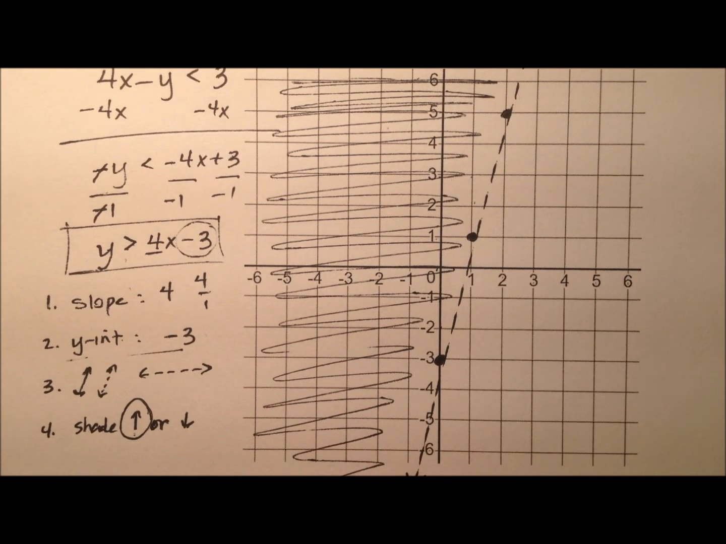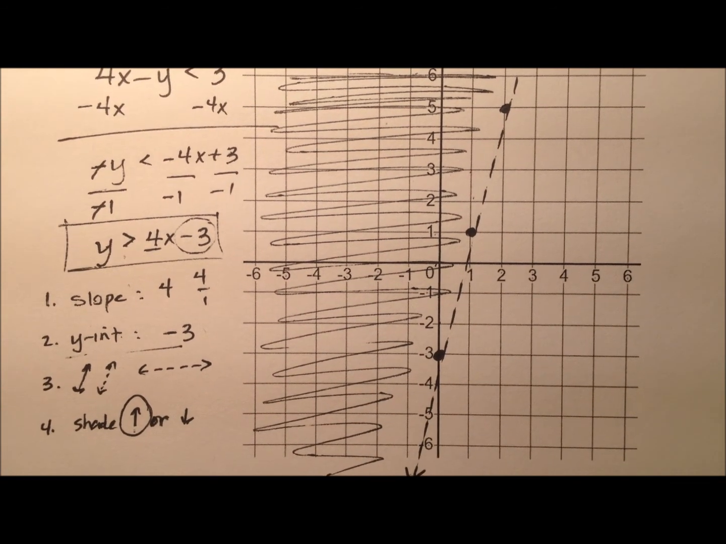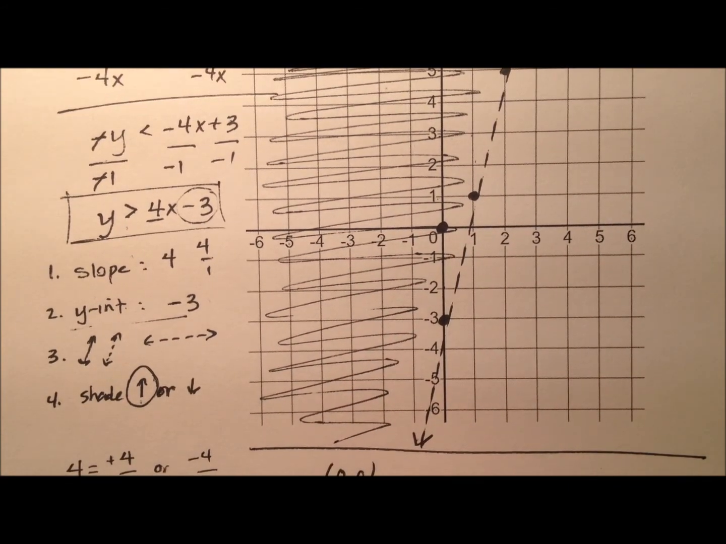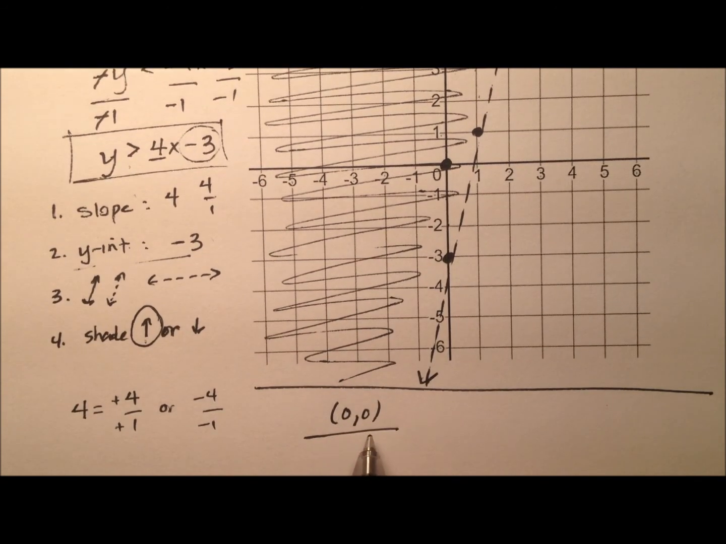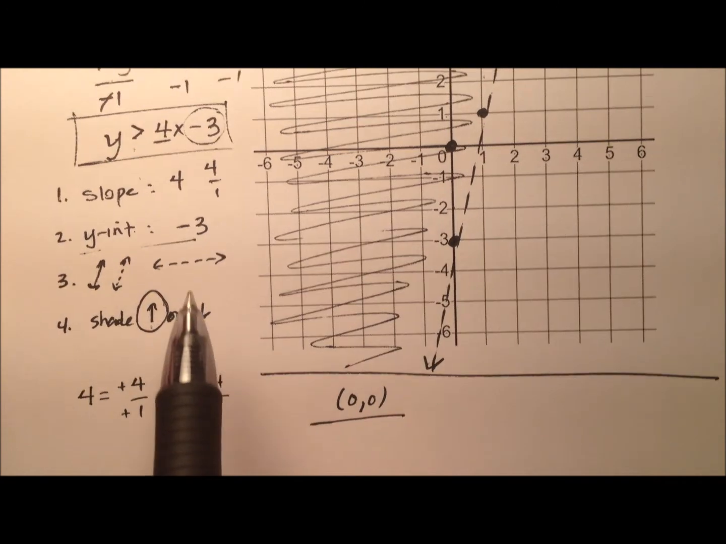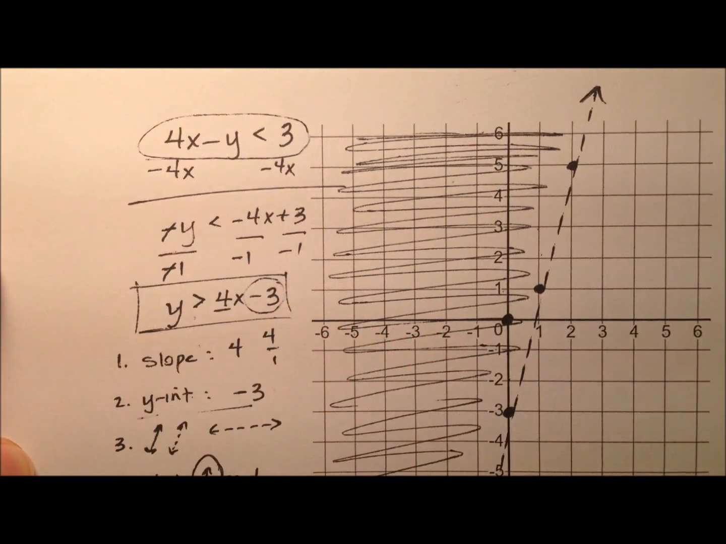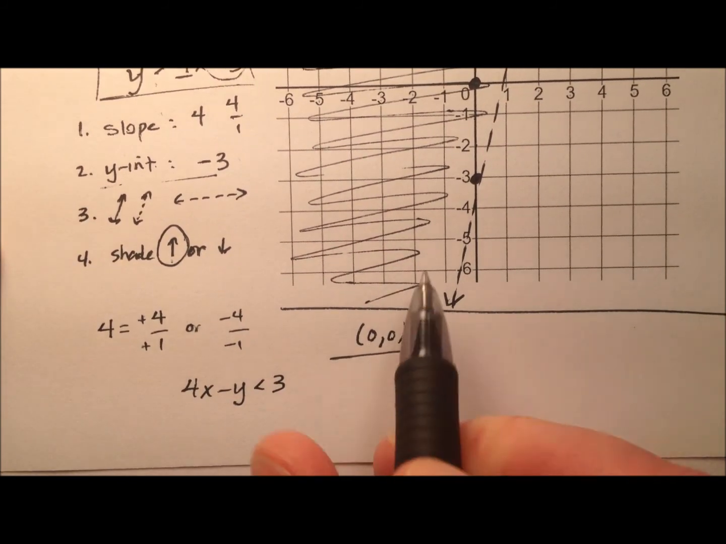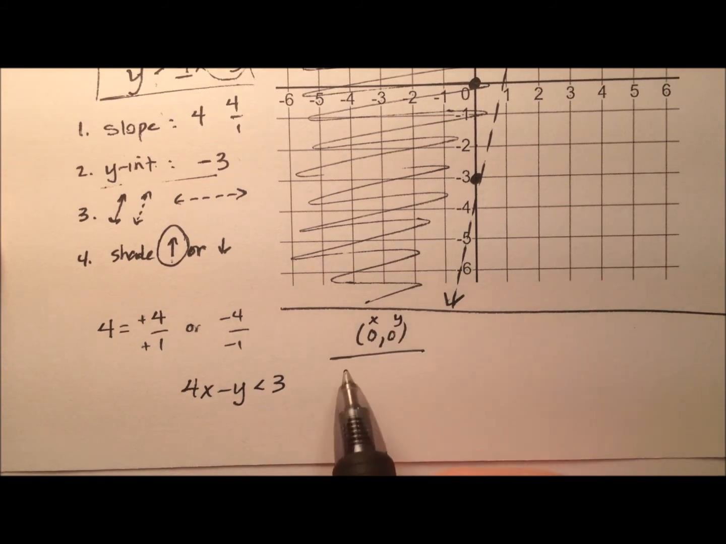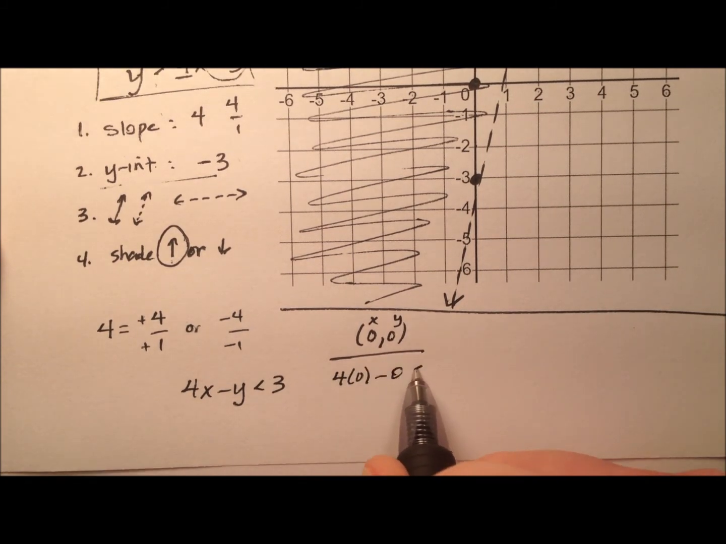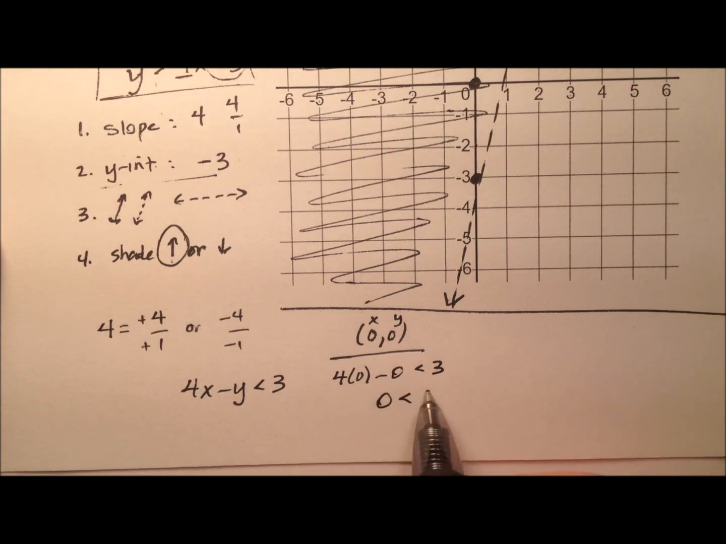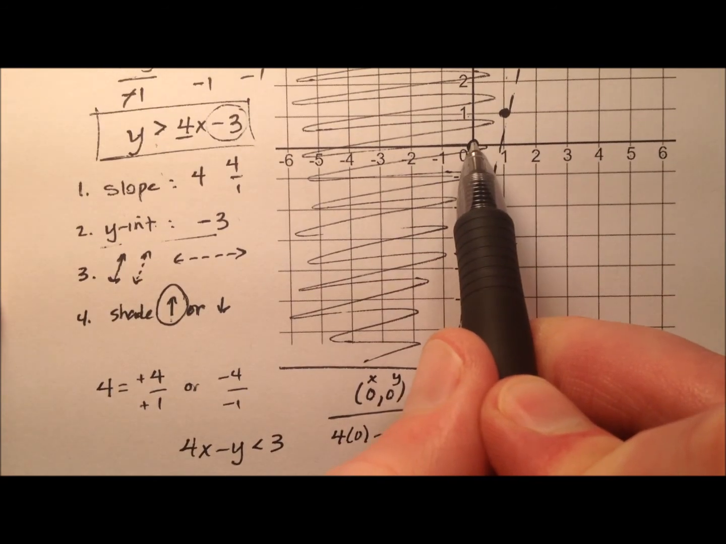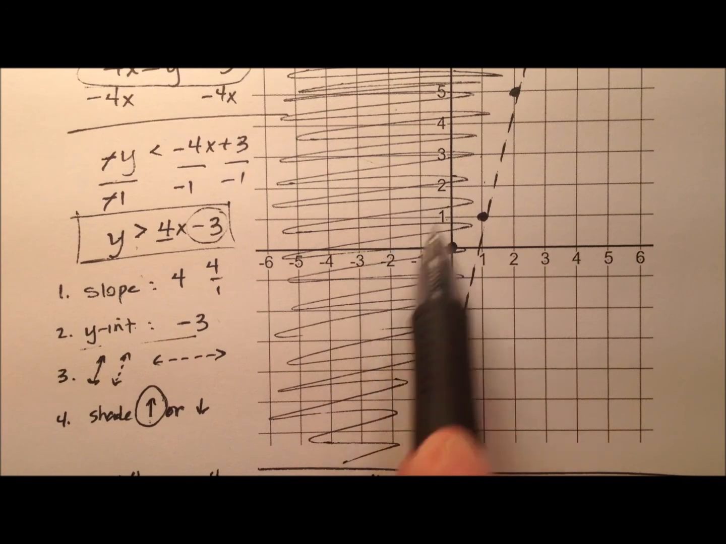And again, if you're not comfortable with that, you can always choose test points. So 0, 0 is a great test point to use. Also, this is my snowman point. Looks like a little snowman there. Okay, so when I plug it in here, we'll go to the original inequality if you want to. So 4x minus y is less than 3. And 0, 0. So my x value is 0 and my y value is 0. So 4 times 0 minus 0 is less than 3. So 0 is less than 3. Yeah, sure enough, this is a true statement. So the point 0, 0 lands in the true region, and that's why we shaded that.